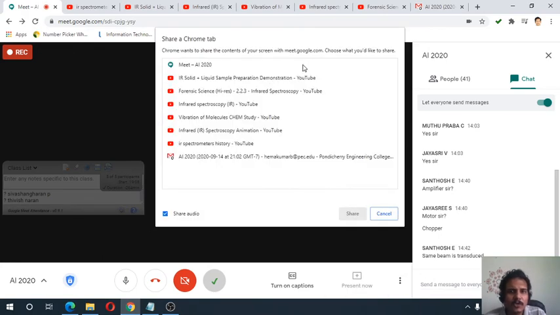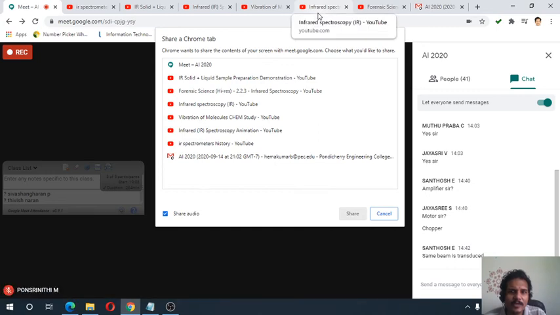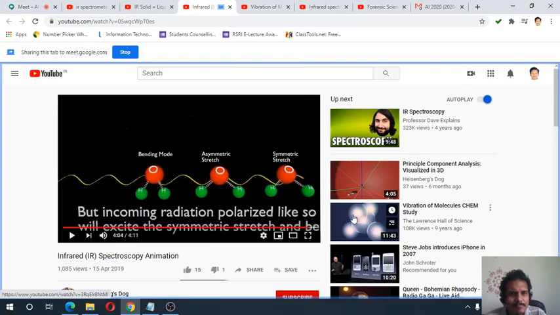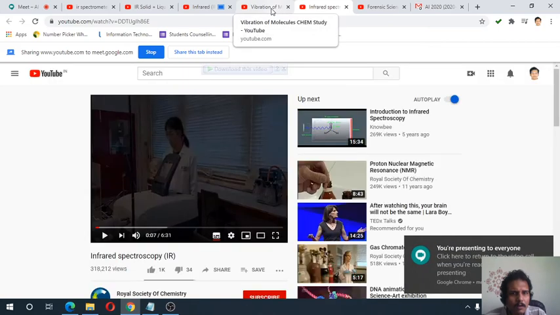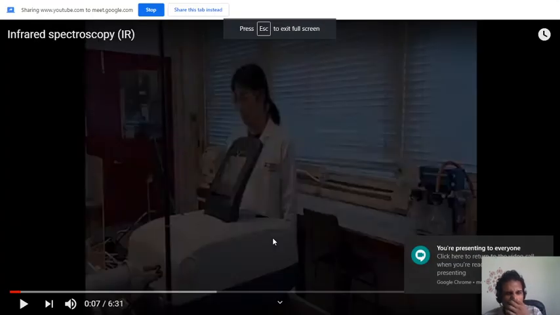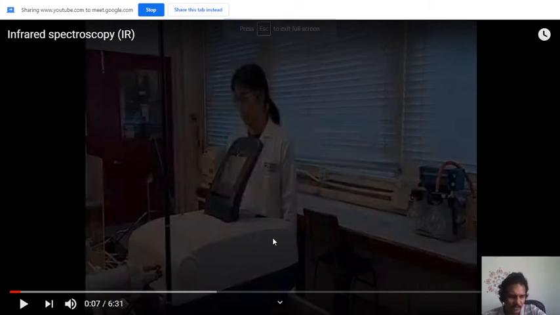So I'll just show you an IR spectrometer so that you can understand better. See this video. This will tell you about the full IR spectrometer. With this we'll actually close the class.